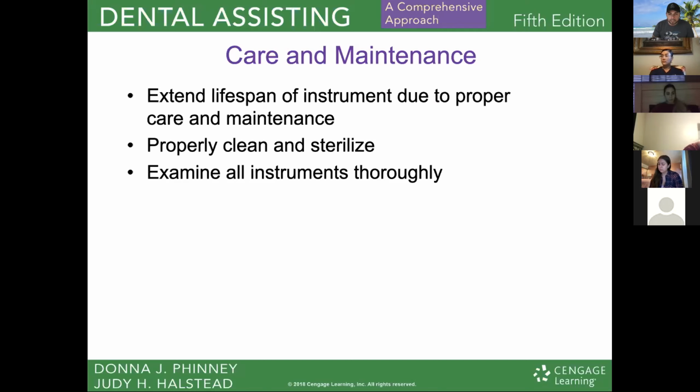It should be inspected for proper functioning parts. You have to make sure that these things aren't broken. You have to make sure that everything's working to specs and that there's no excess material like dried cement or dried amalgam or dried composite material on them.